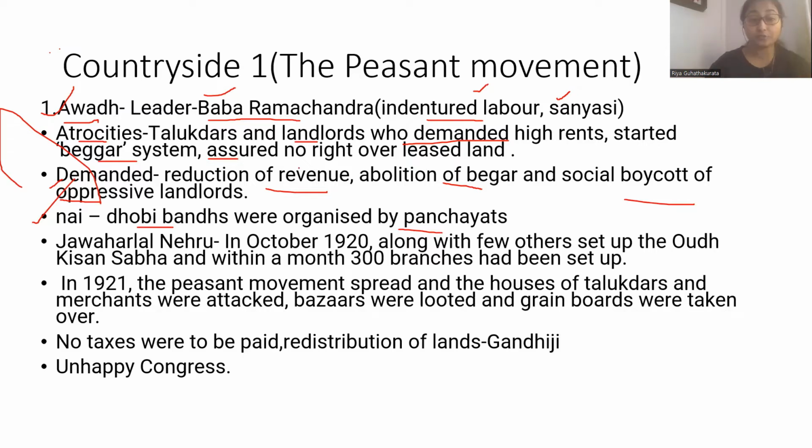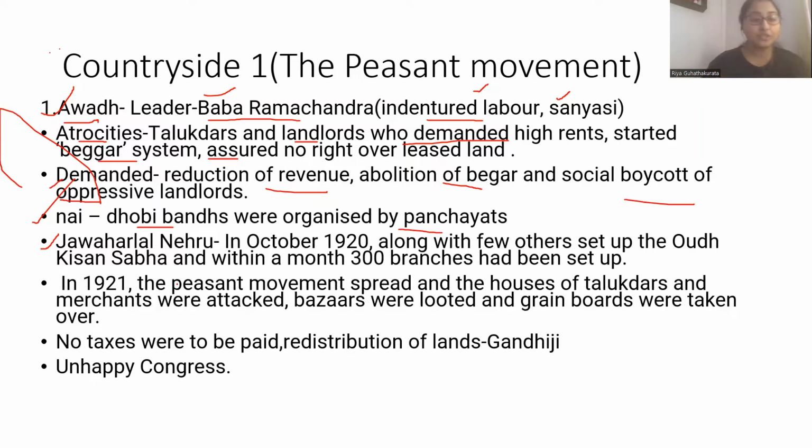Apart from these participants, we have the first Prime Minister of India, Jawaharlal Nehru, who took this entire movement one step ahead, and he helped Baba Ramchandra by calling more and more farmers and forming the Oudh Kisan Sabha. Oudh means Awadh, Kisan means farmers, Sabha means meeting. It was a farmers' meeting with Baba Ramchandra as well as Jawaharlal Nehru, and within a month almost 300 branches had been formed. As you can notice, children, Baba Ramchandra along with Jawaharlal Nehru called the entire peasantry of Awadh, who indirectly contributed to the national movement of our country. You cannot call a movement national until people are participating from every corner of the country.